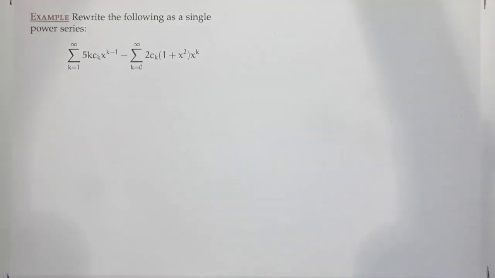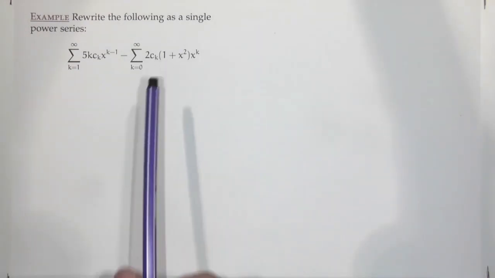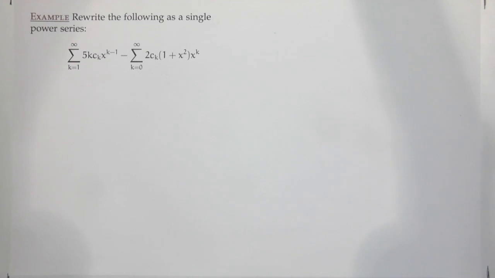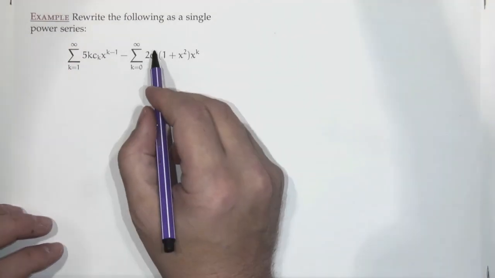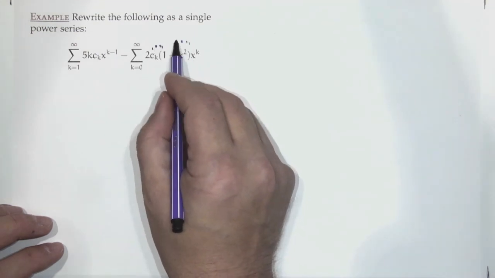Rewrite the following as a single power series. Sum k equals 1 to infinity, 5k c sub k x to the power of k minus 1, minus the sum k equals 0 to infinity 2c sub k (1 plus x squared) times x to the k. Okay, so what's our great challenge here? How do you handle this 1 plus x squared? Split it up. And they're like, how could one possibly split it up? Well, it's called, you expand on the inside, right?